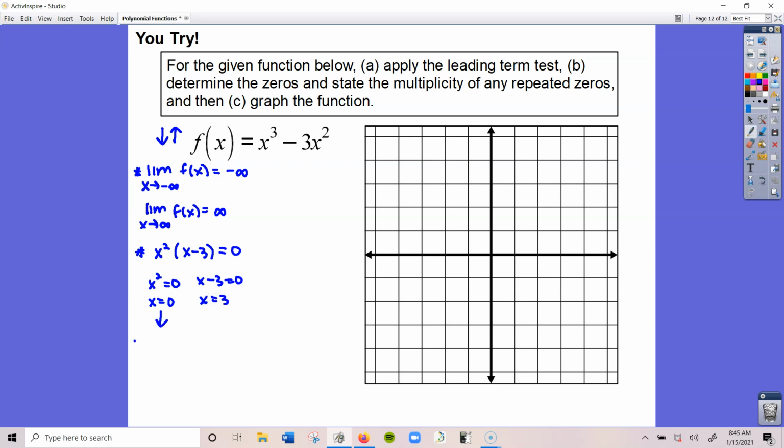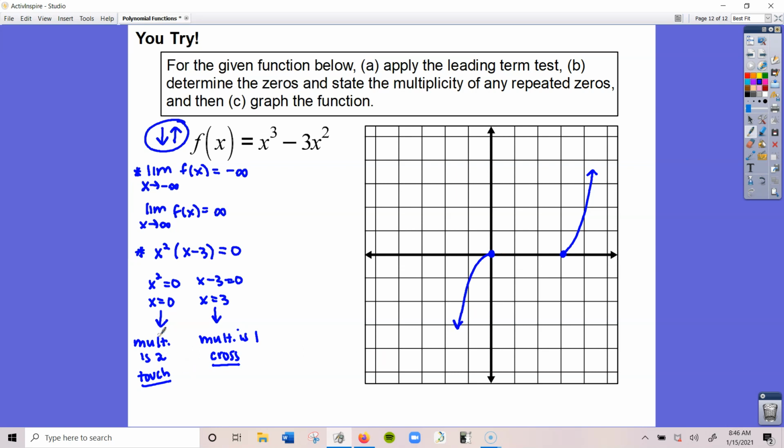Now at x is equal to 0, the multiplicity is 2, meaning that it will only touch the x-axis. For x is equal to 3, the multiplicity is 1, which 1 is an odd number, so that means that it will cross the x-axis. So let's go ahead and put these points on our graph. We have 0 and 3. Now we attach our end behavior. The right side is going up, the left side is going down.